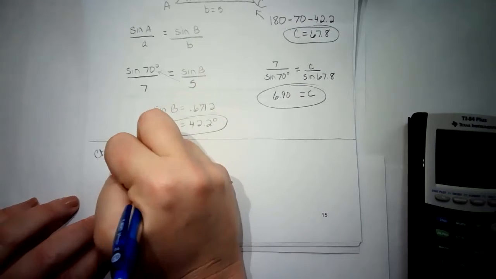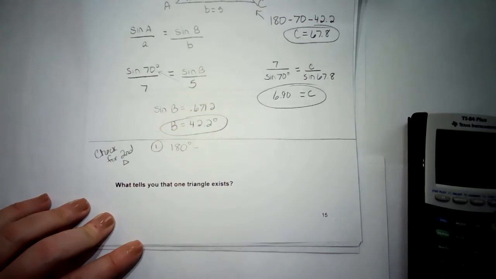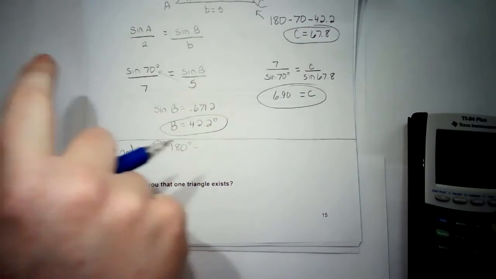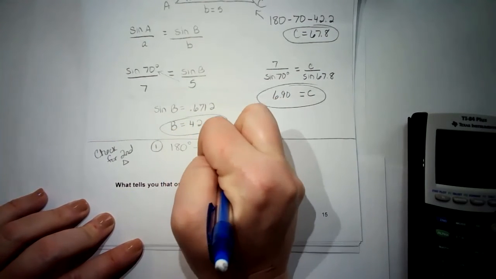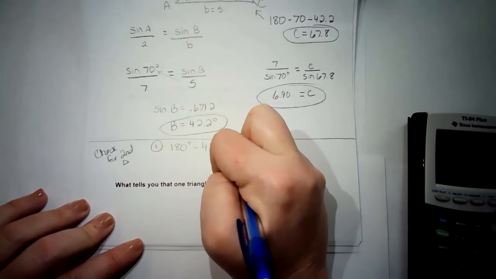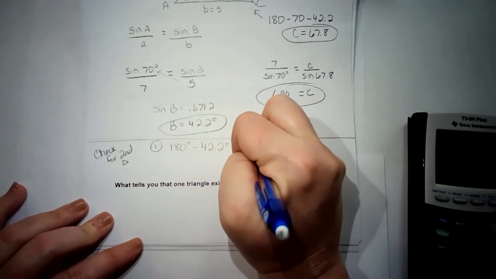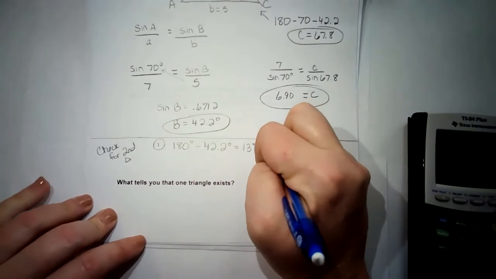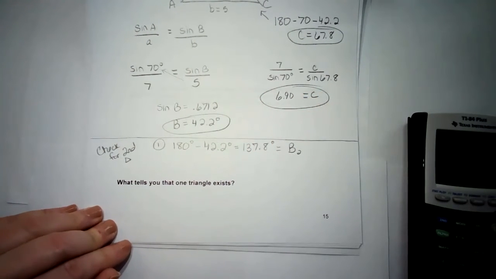First step is that we're going to take 180 minus the first angle we solved for. What was the first angle we solved for? B now, right? They changed. 42.2 degrees. Okay, let's see. That gives me 137.8 degrees. I'm going to call this B2, just in case.